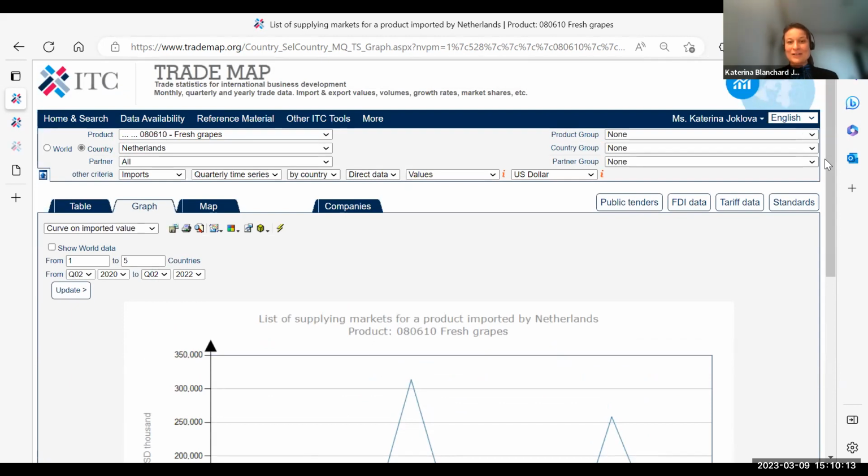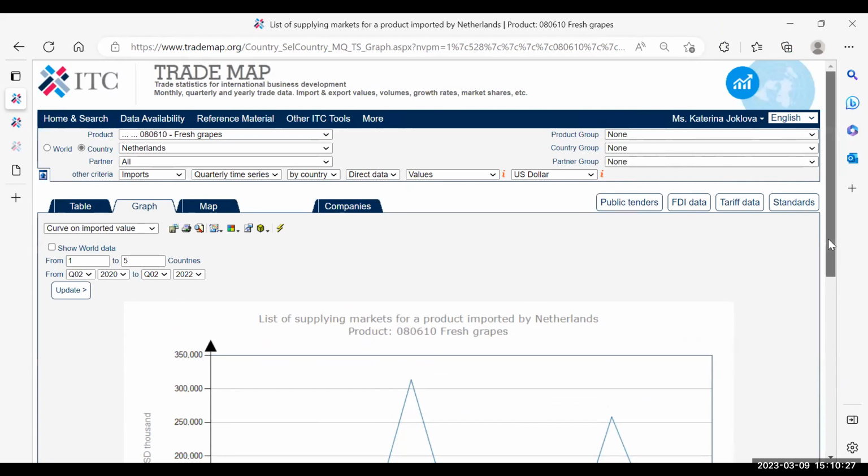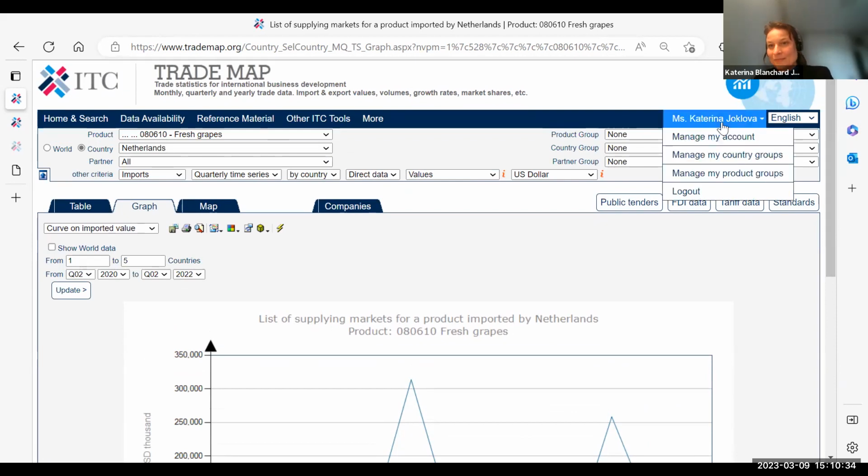So now I would like to ask Lucas whether we have any questions? Yes, could you go briefly on how to create a product group? And is it possible to access trade indicators with product groups or only time series? Good question. So we can create product groups here. Once you register, you have the feature of managing the account, managing country groups and product groups.